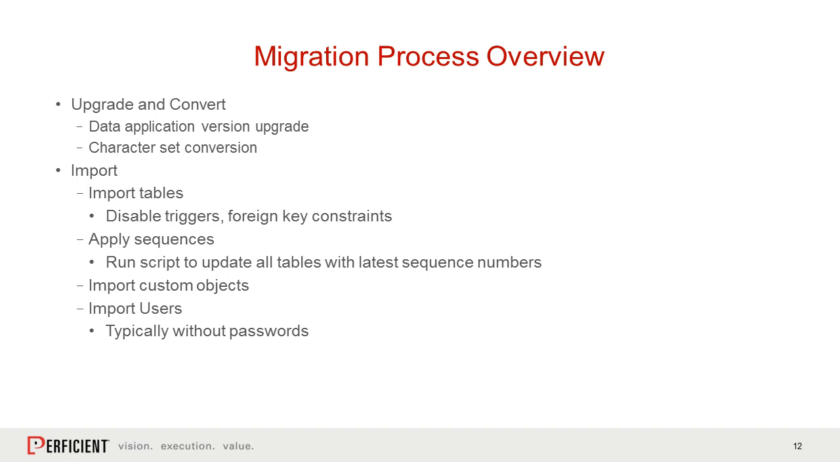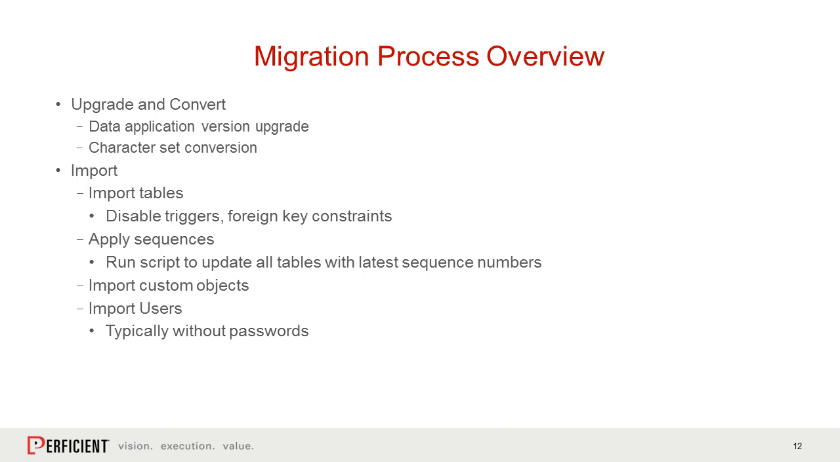Okay. The sequences. We talked about the auto-generated sequence numbers and how we need to get that information from the source system. We now need to apply it to the target system. We need to run the script to update all the sequence objects. Slide says tables, but it should say sequence objects with the latest sequence numbers, so that when the system goes to pull the next record identifier, it does not conflict with an existing identifier.